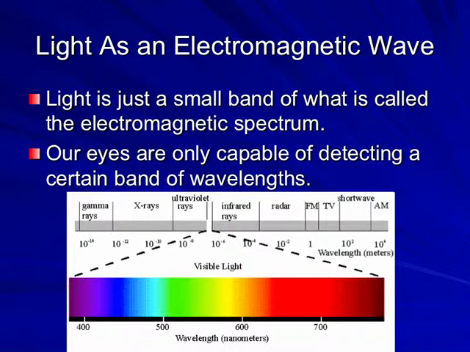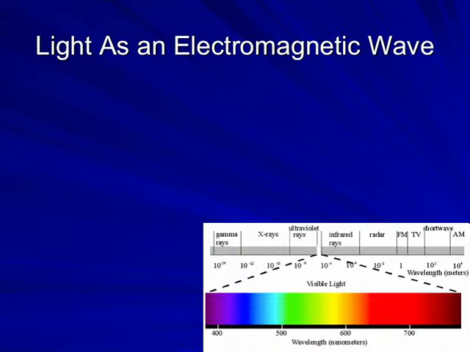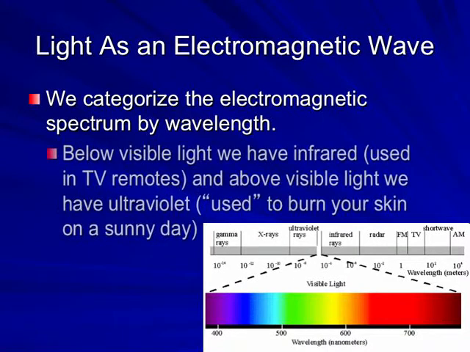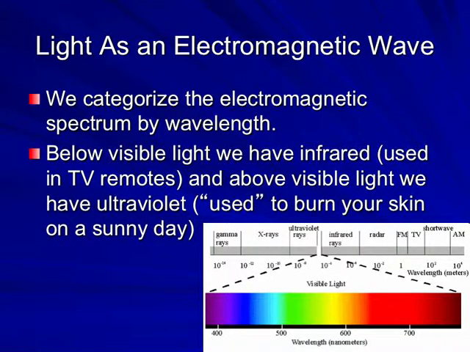Or the camera equivalent. So light, guys, is part of this electromagnetic spectrum. We categorize it by wavelength, but also by frequency. Most commonly, we use wavelength. Right at the limits of what we can see, we're going to have infrared and ultraviolet.